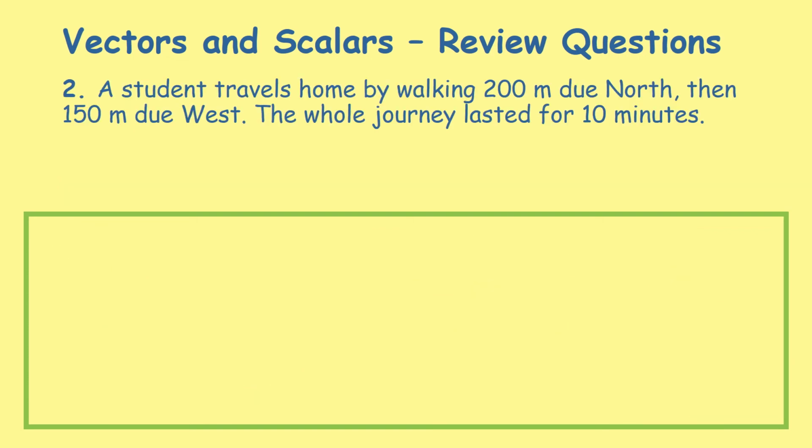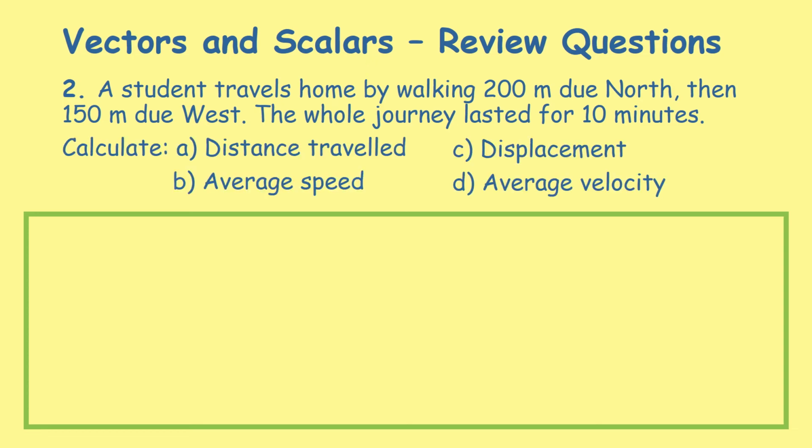Question 2. A student travels home by walking 200 meters due north, then 150 meters due west. The whole journey lasted for 10 minutes. Calculate A, the distance travelled, B, the average speed, C, the displacement, and D, the average velocity.